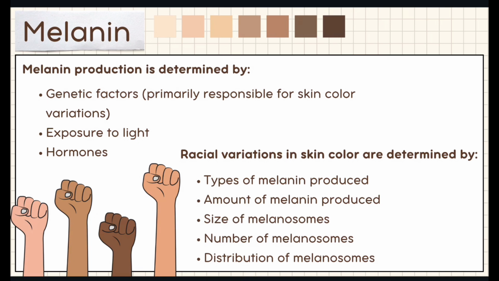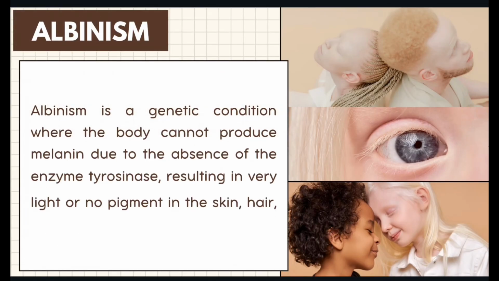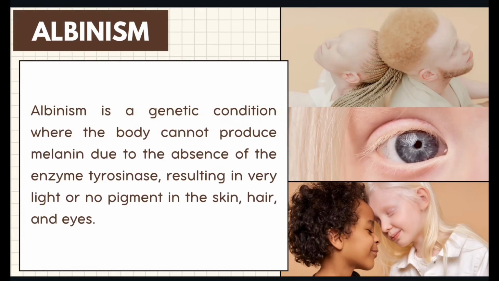Although many genes are responsible for skin color, a single mutation can prevent the manufacture of melanin. Examples are albinism. Albinism is a genetic condition where the body cannot produce melanin due to the absence of the enzyme tyrosinase, resulting in very light or no pigment in the skin, hair, and eyes.